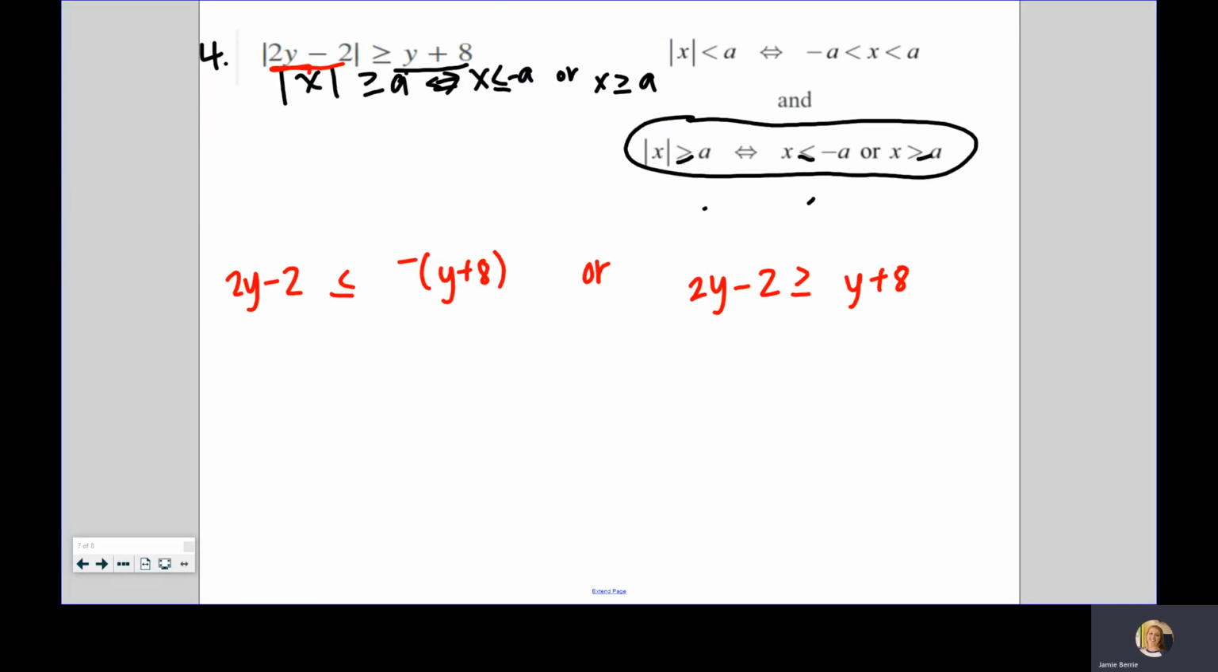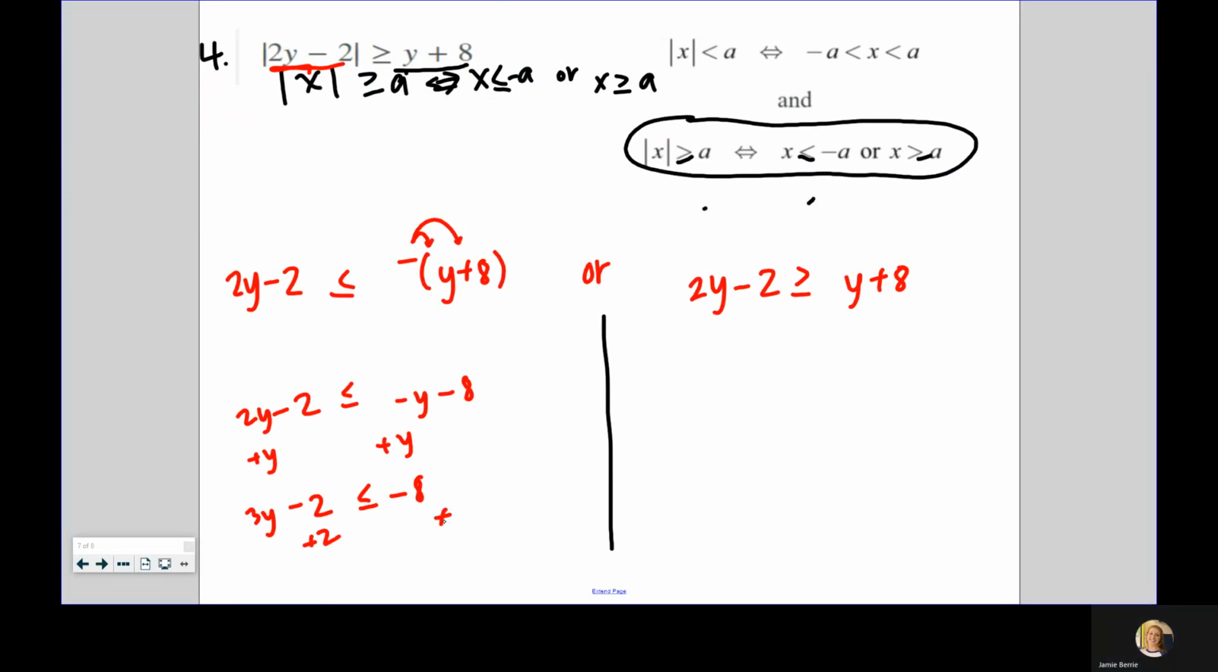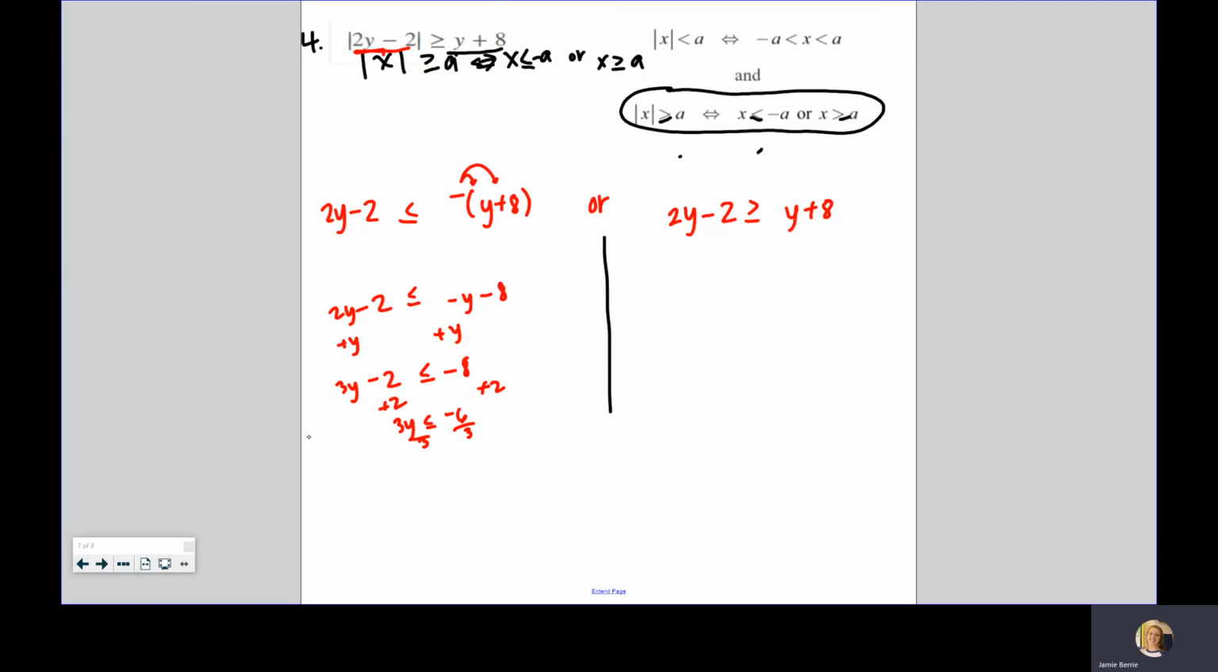This is a disjunction, as you can see, so we are going to solve these both separately. I'm going to start by distributing the negative over here. So I have 2y minus 2 less than or equal to negative y minus 8. I want to move my y's to the left-hand side, so I'm going to add y, so that's 3y minus 2 less than or equal to negative 8. Move the 2 over, so that's 3y less than or equal to negative 6. Divide both sides by 3. I'm trying to not stop so that I don't lose my place. So y is less than or equal to negative 2.